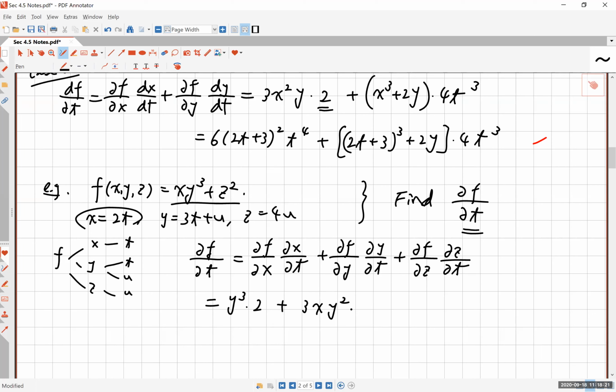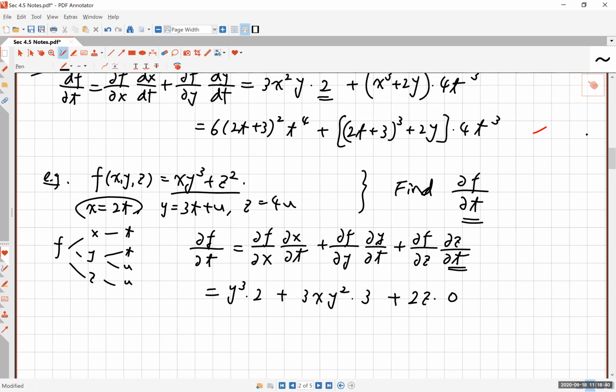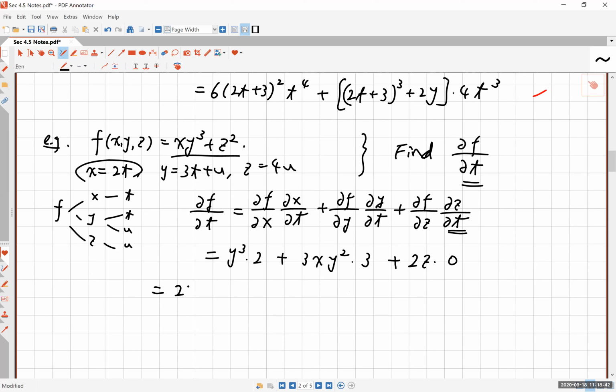And of course, the z squared term goes away. The partial of y with respect to t is 3. And then finally, the partial of f with respect to z is 2z, and then multiply that by the partial of z with respect to t. Well, z has no t, so that's 0. Okay, so this actually is, let's simplify this, 2y cubed plus 9xy squared.